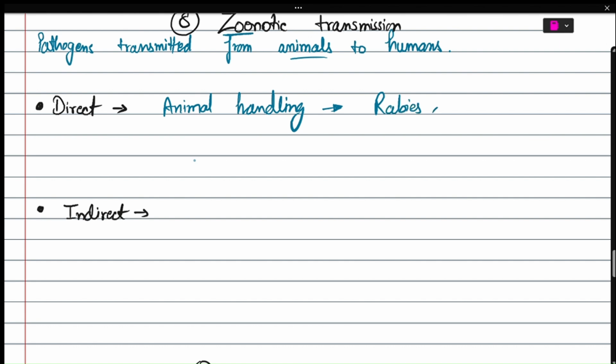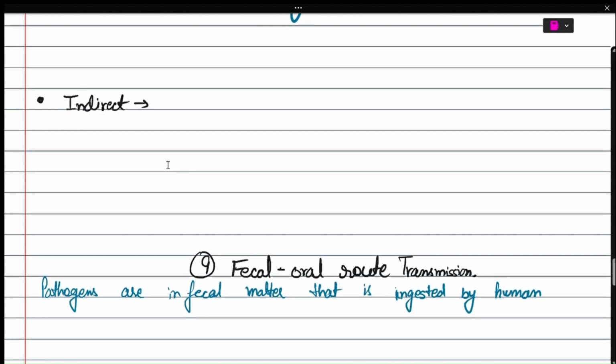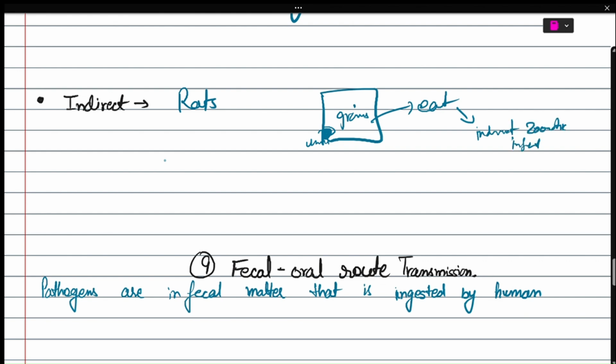Then we have Brucella species also. And if we talk about indirect contact, you can take the example of rats. Like this is a sack of grains. A rat bites it, eats it, can even urinate in the grains. And if you eat those grains, that can cause you an indirect zoonotic infection. So basically, this is how indirect transmission works.